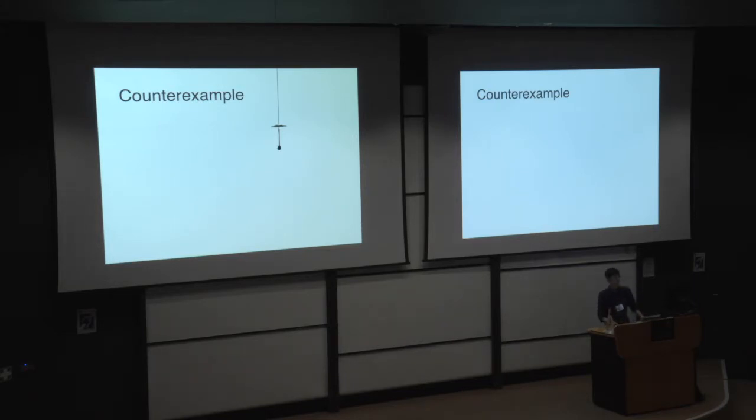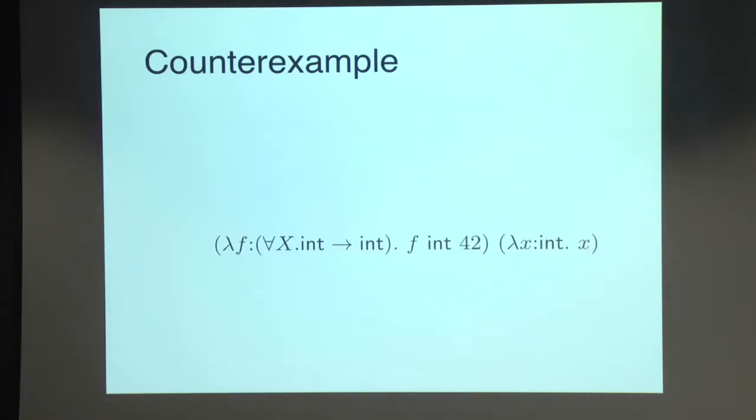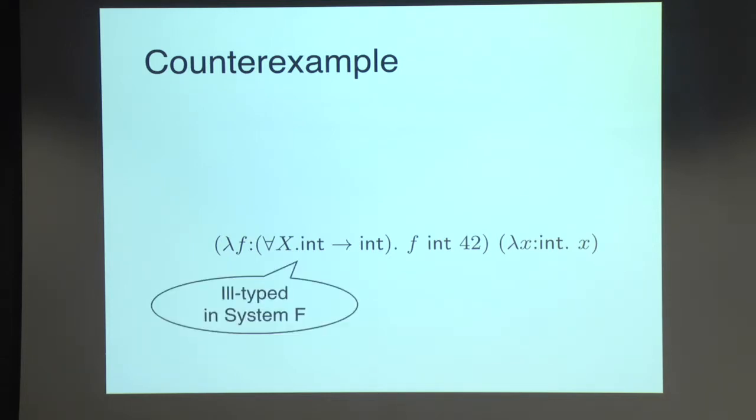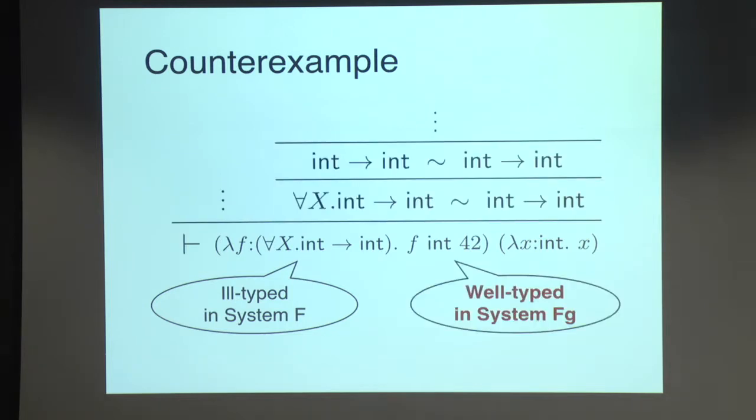If we adopted the naive definition, we would encounter the counterexample of the conservativity. Please look at this term. In this term, the parameter type and the argument type do not match, and this term contains no dynamic types. So this is an ill-typed System F term. However, this term would be well-typed in System FG due to the naive type consistency.